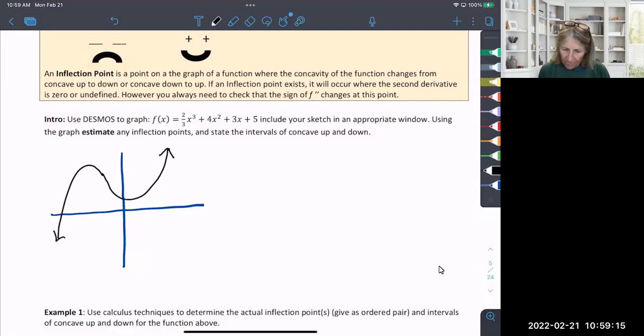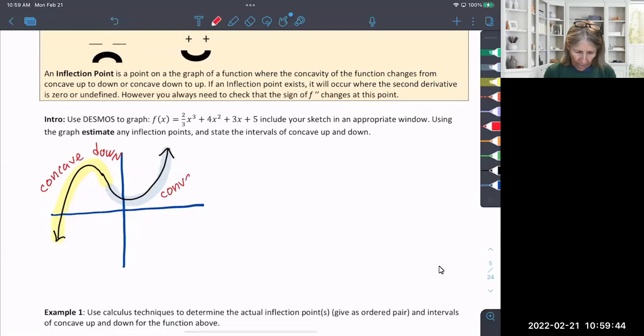And so as far as concave down and up go, where the curvature is down is on this left side of the graph. So it's this left side that would be what we call concave down. It's curving down like a sad face. And then somewhere on that graph, the curvature switches to this happy face. So it's this section in blue that would be what we call concave up.